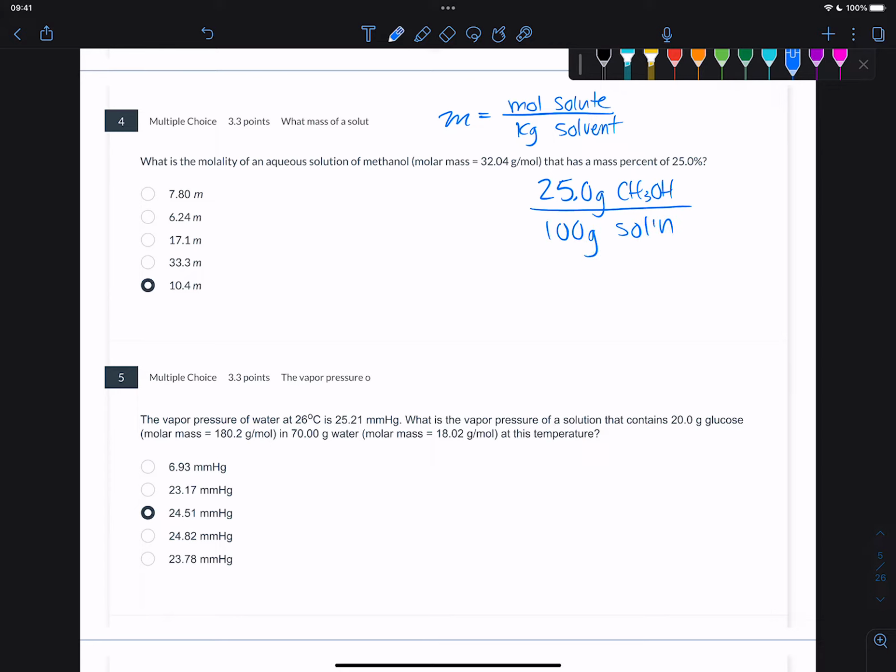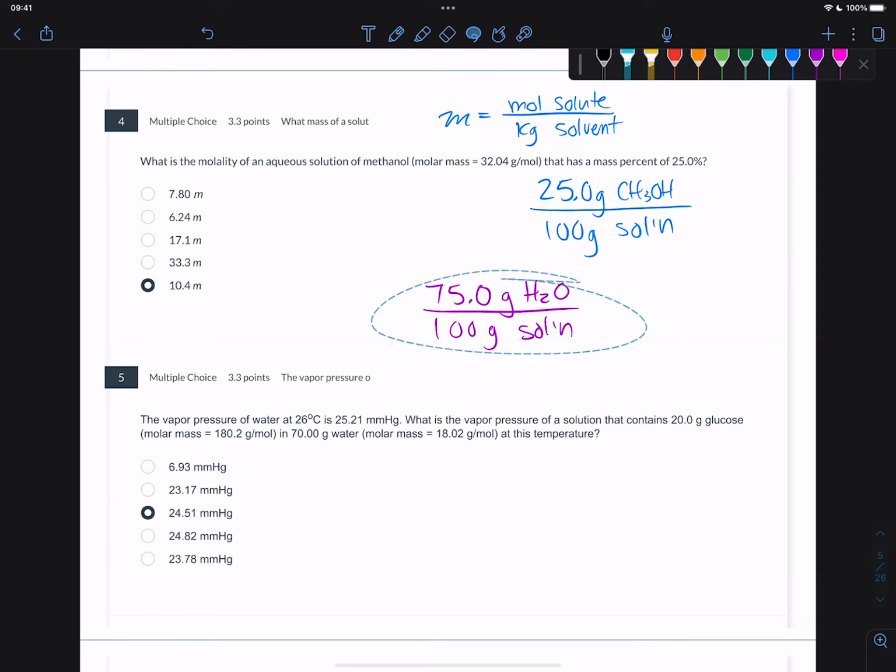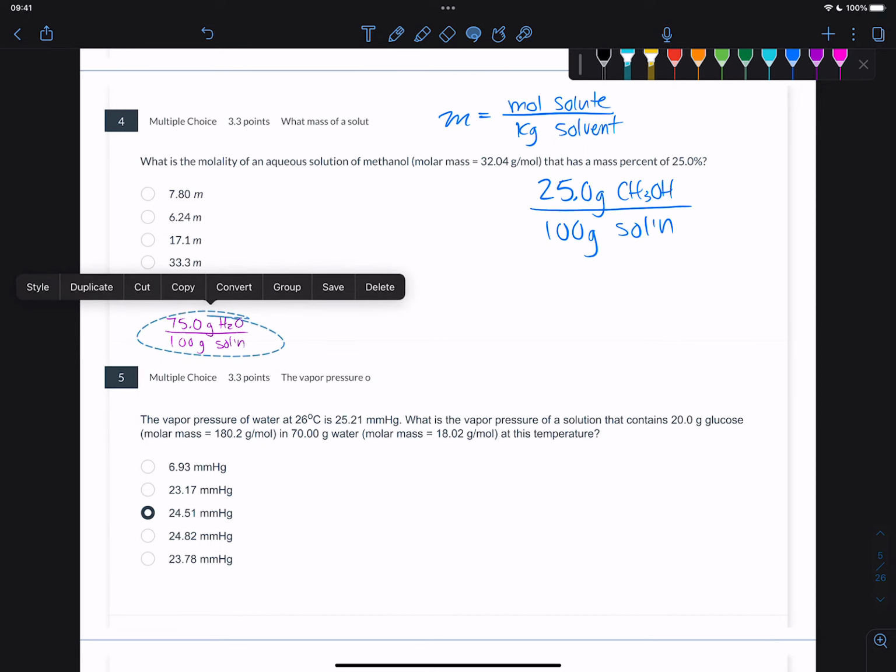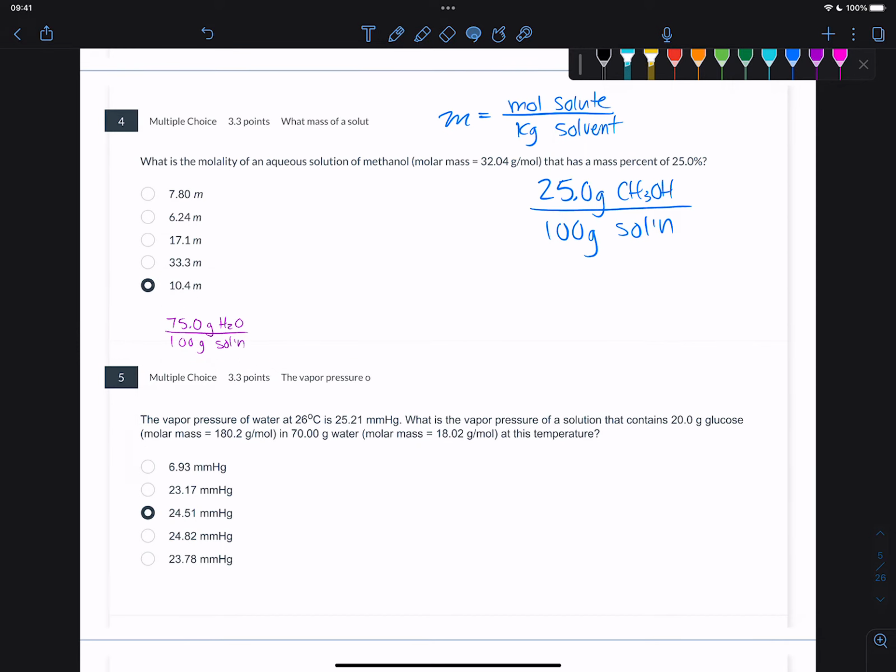That's for the methanol. You always have to think about what's happening on the other side too, and that means that for water, the rest of the solution's got to be water. There's 75 grams of water for every 100 grams of this aqueous methanol solution. That's going to be important. I'll put this one away and we'll come back to that one. Let's just deal with this part now.